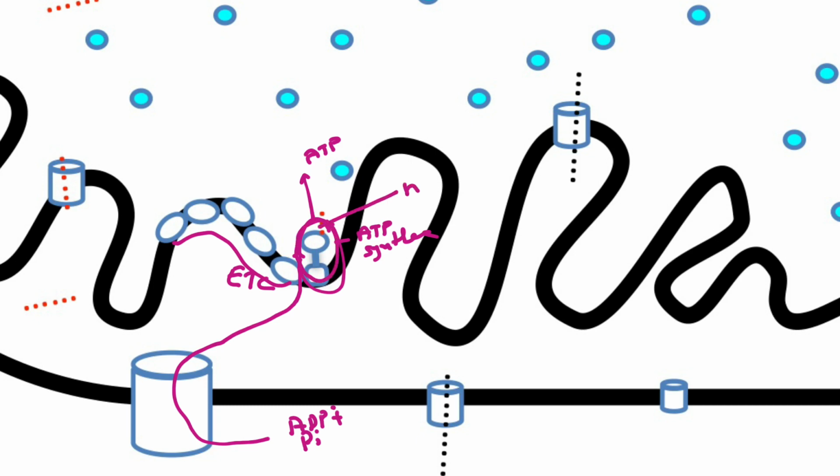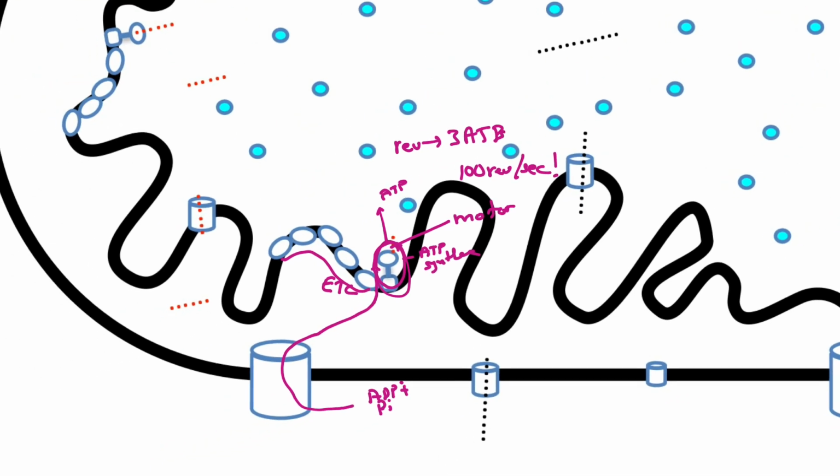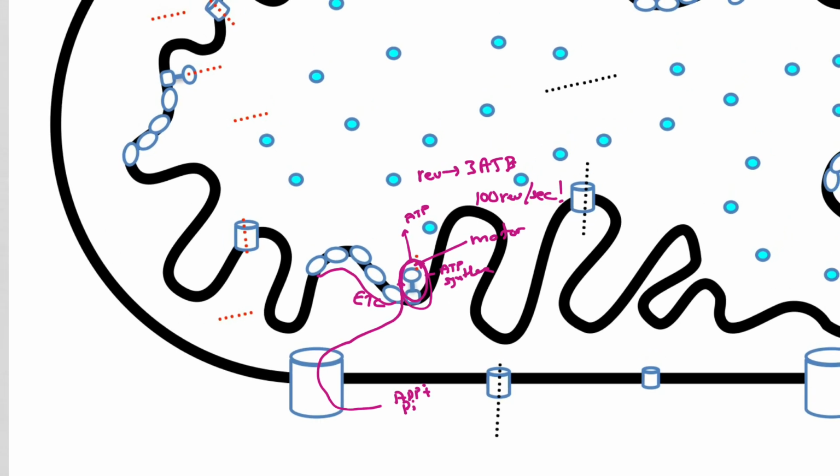Look at this remarkable enzyme. It's actually like a motor moving at 100 revolutions per second. That's a remarkable speed there, 100 revolutions per second. And every revolution produces about 3 ATPs. So you can see as the motor spins, ATP is coming out.